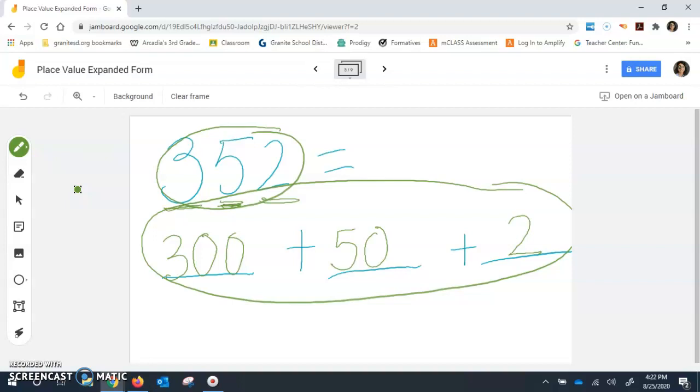So when you go to write this in your computer, make sure you put 300 plus 50 plus 2. So your first number, your plus sign, your second number, your plus sign, and your third number. You don't need an equal sign, you just need it to look like this.